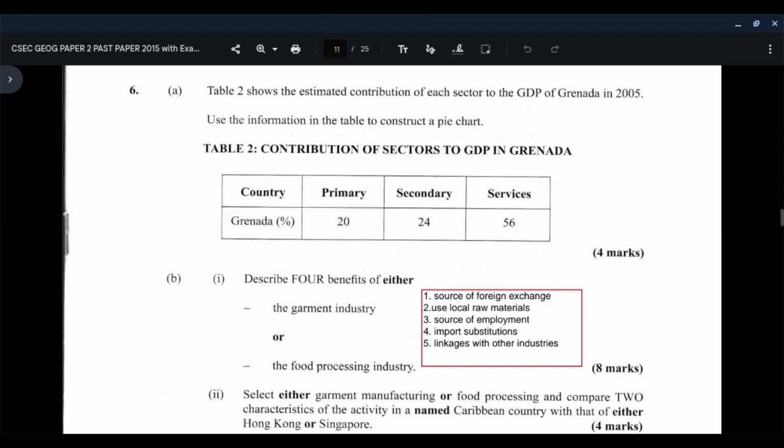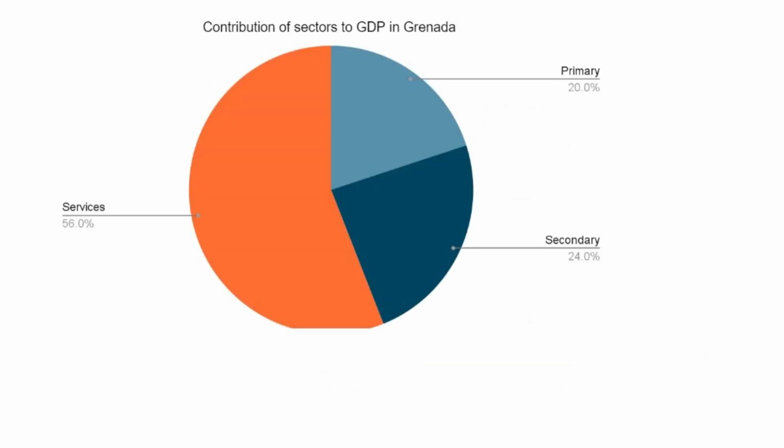You do the same, 24 over 100 times 360 for secondary. You'll realize that your answer is going to be 86.4. So you can just round it off to 86. So you know that 86 degrees of that pie chart is going to be secondary, which means that the remainder is going to be services, and the remainder is going to be 201.6. You just round it off to 202. This is how your pie chart should look.